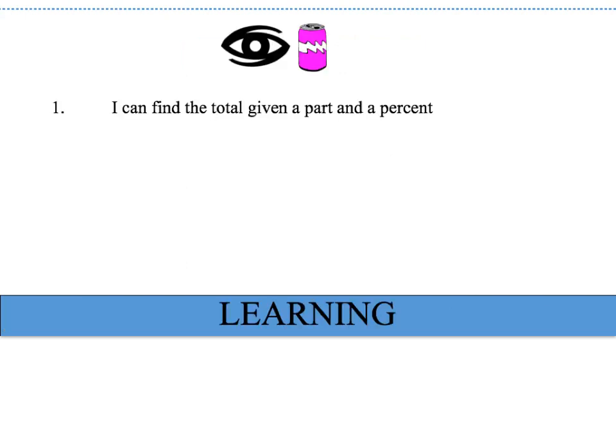The learning objective for today says, I can find the total given a part and a percent. In previous lessons, they've always given us the total, but now they're going to give us a part and a percent. Our job is to figure out what the total is.